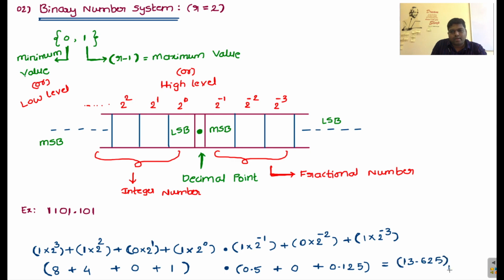13.625 base 10. The given number is a binary number. If you convert this into its decimal equivalent, then you will get 13.625. The 13.625 is your decimal equivalent. That means this 13.625, if you want to represent it in binary, is 1101.101. This is your binary number. All are zeros and 1s, so you can assign base 2. If you convert this into decimal equivalent, you will get 13.625 base 10.